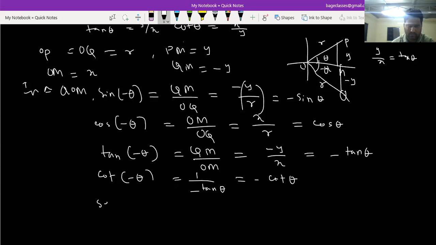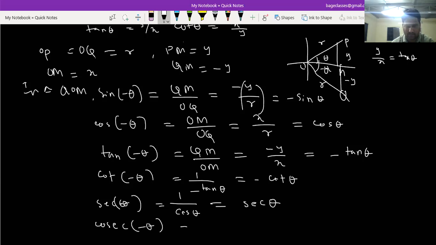Sec of minus theta becomes the reciprocal of cos of minus theta. Cos of minus theta is plus cos theta. So sec of minus theta is 1 by cos theta, which is equal to sec theta. Then similarly, cosec of minus theta is equal to 1 by sin of minus theta. Sin of minus theta is minus sin theta, so it is equal to minus cosec theta.